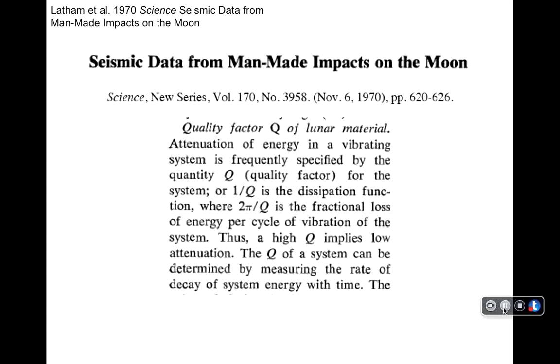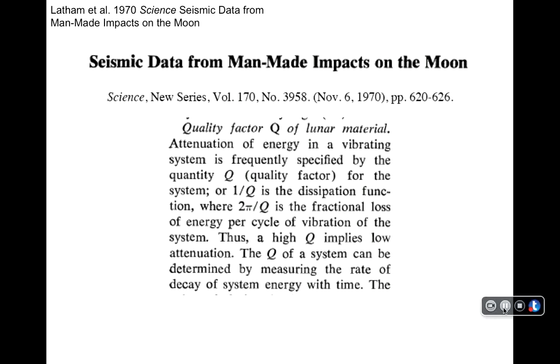Q is the quality factor. So attenuation of energy in a vibrating system is frequently specified by the quantity Q, or quality factor, for the system. 1 over Q is the dissipation function, where 2 pi over Q is the fractional loss of energy per cycle of vibration of the system. Thus, a high Q implies low attenuation. The Q of a system can be determined by measuring the rate of decay of system energy with time.